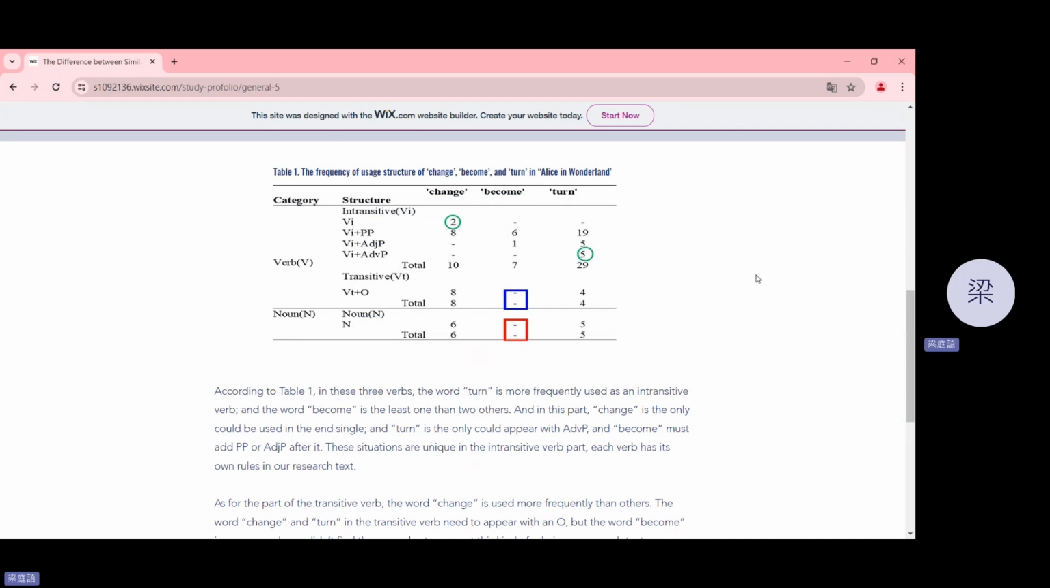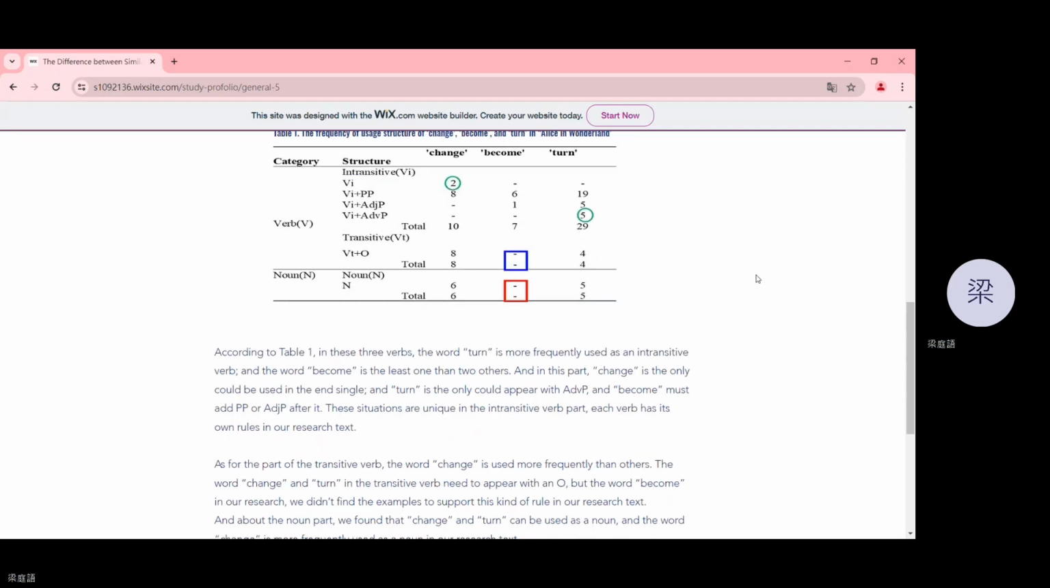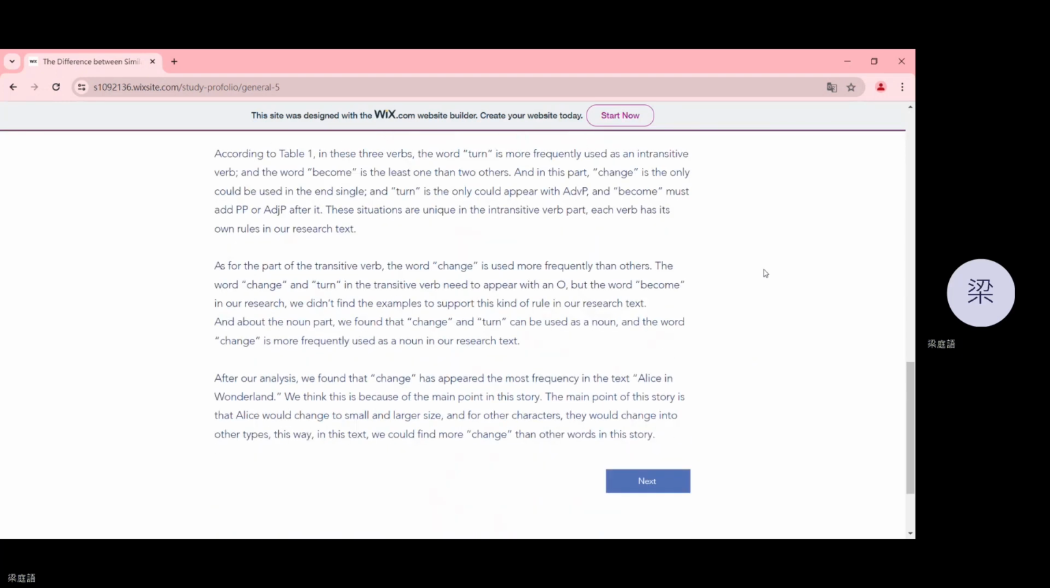This is our Table 1. The frequency of usage structure of change, become, and turn in Alice in Wonderland. We highlighted the different parts on this chart. According to Table 1, in these three verbs, the word turn is more frequently used as an intransitive verb, and the word become is the least one of the three.